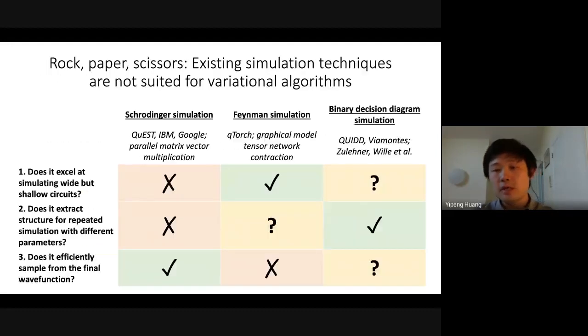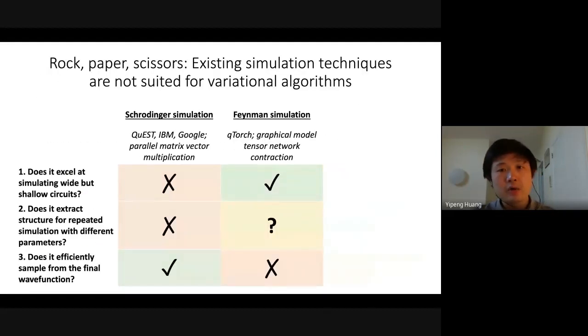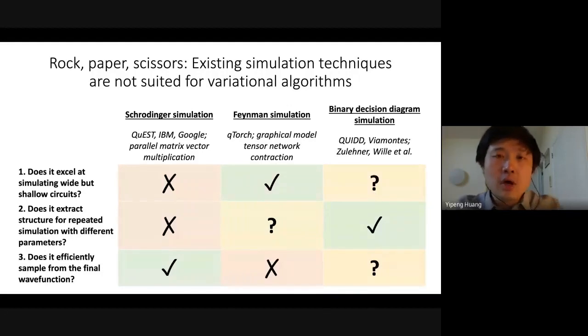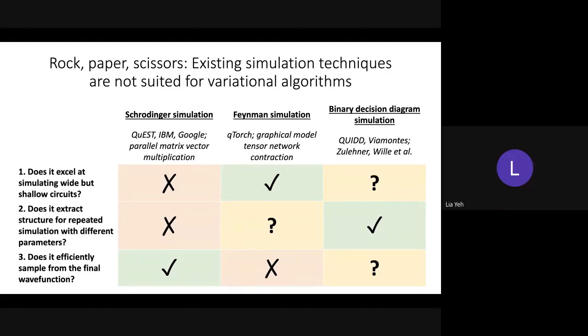So up to this point, are there any background questions that I can answer regarding quantum circuit simulation and maybe also these different types of simulation techniques? Can I ask how you define point 2? Does it extract structure for repeated simulation with different parameters? What does it mean to extract structure?